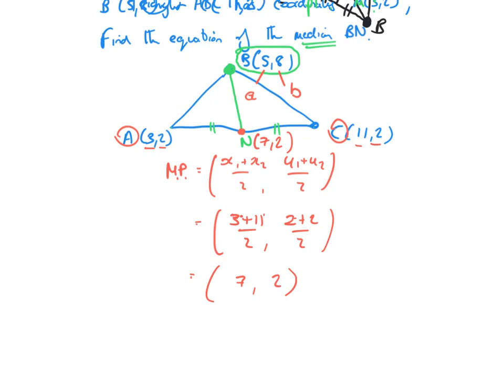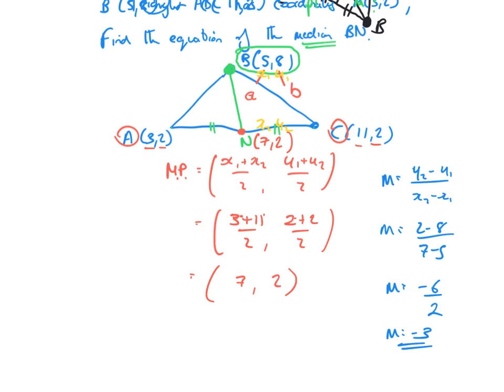Now what that allows me to do is find the gradient of the line, because I've got 2 points that lie on the line. I'm going to call them x1, y1, x2, y2, and find the gradient. It's going to be y2 minus y1 over x2 minus x1. So y2 minus y1, 2 minus 8, over x2 minus x1, 7 minus 5. 2 minus 8 is minus 6, 7 minus 5 is 2, and minus 6 divided by 2 is minus 3. So the gradient of the line is minus 3.